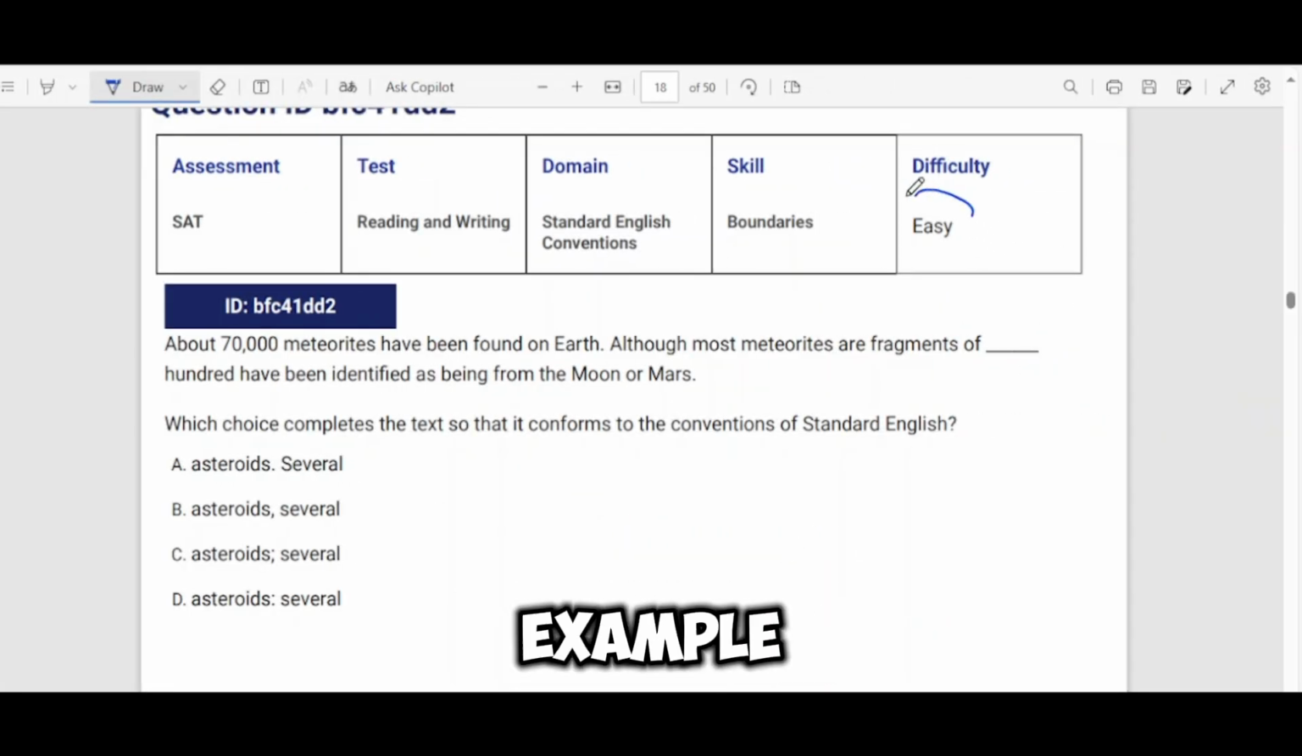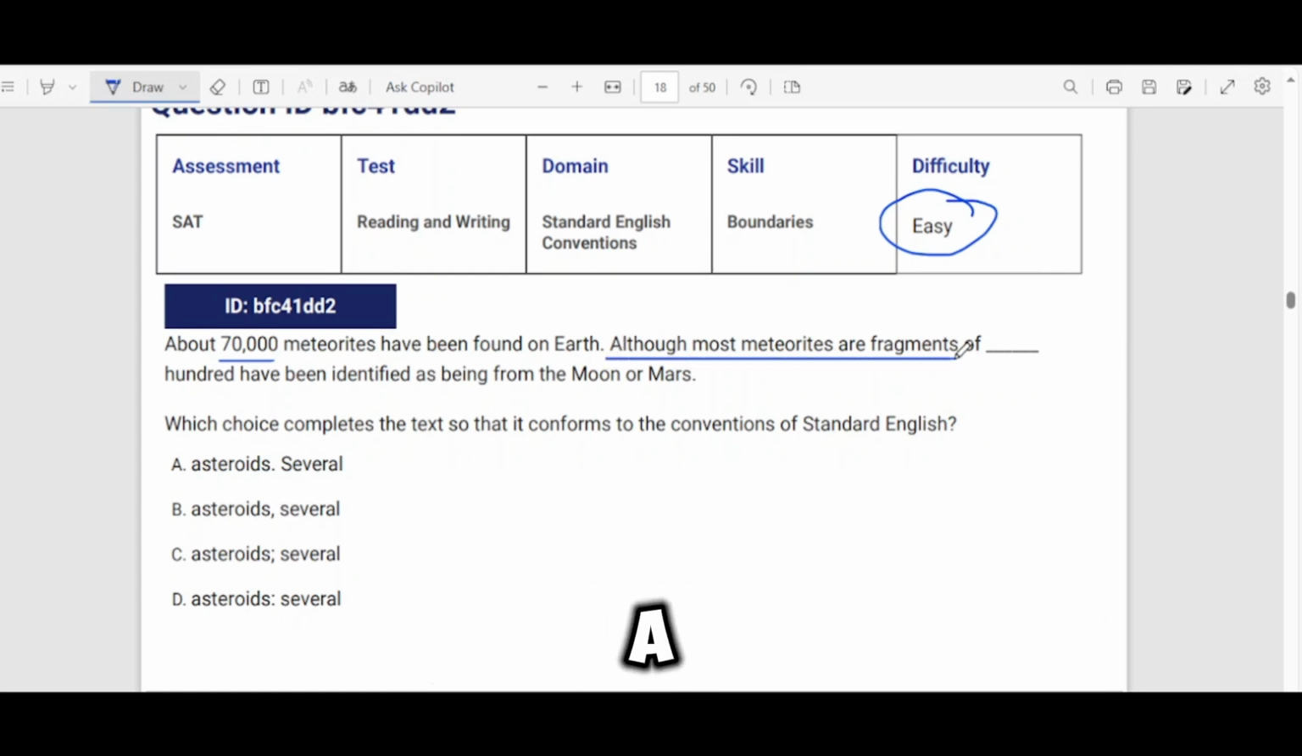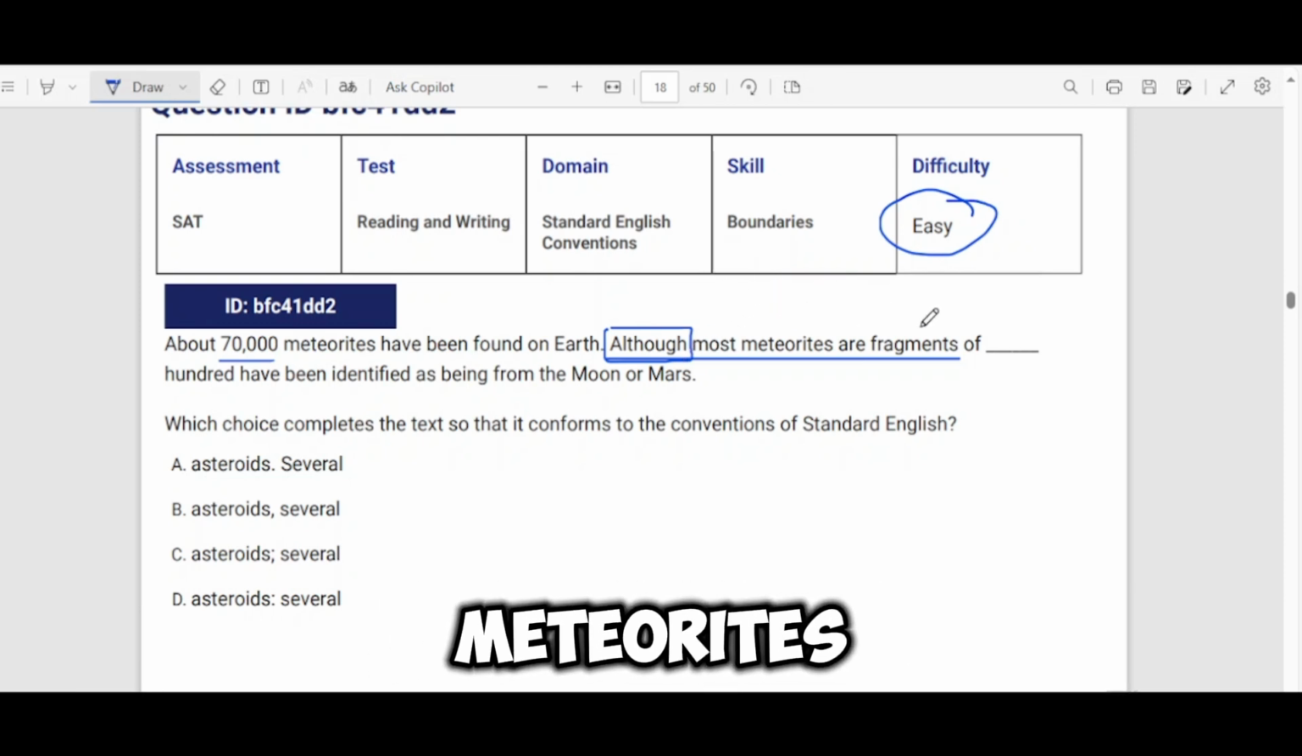Our first example here is the easiest one. About 70,000 meteorites have been found on Earth, although most meteorites are fragments of asteroids. What is this? This is a dependent clause, because although makes this a dependent clause, because this doesn't make sense on its own. Why? Because it doesn't have a subject, verb, and an object. It's missing one of the three.